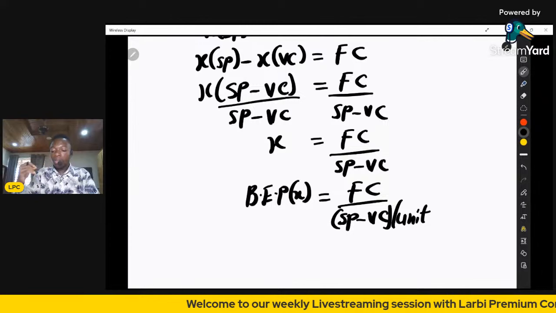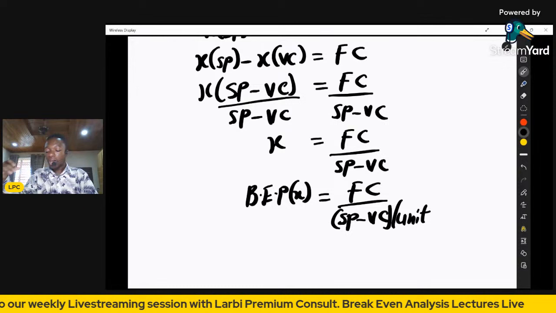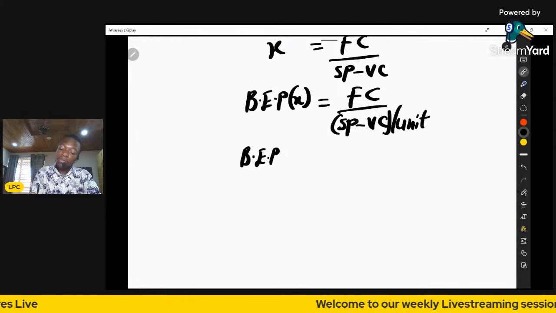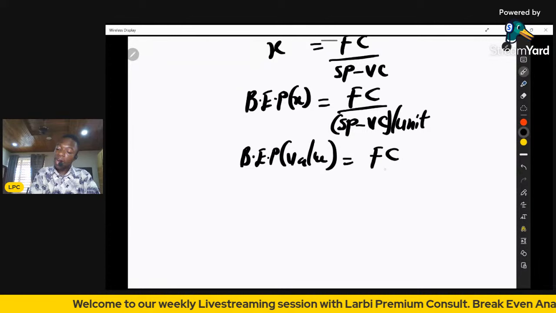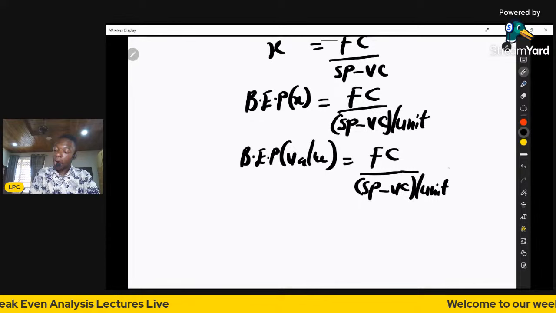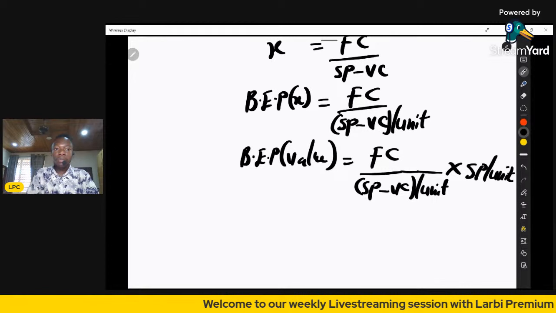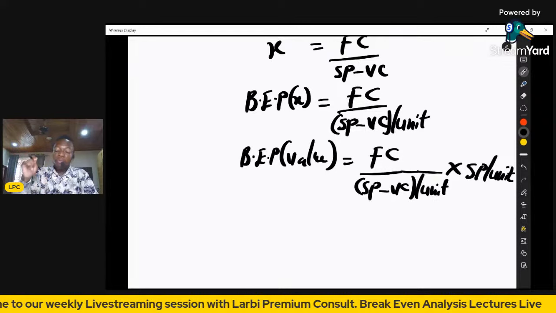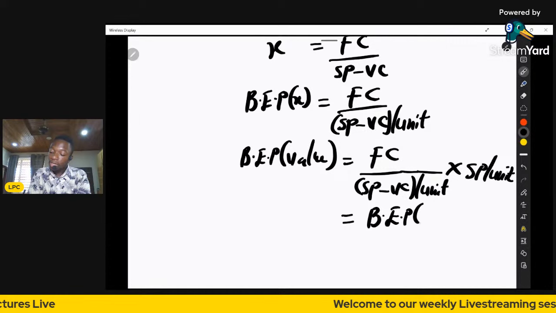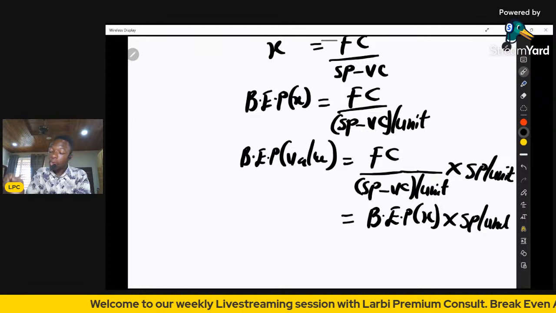Once we know how to compute the break-even point in terms of units, being the fixed cost over selling price minus variable cost, then we can also calculate in terms of value. So for you to know the break-even point in terms of value, all you need to do is to say that it should be your fixed cost divided by the selling price minus the variable cost, in per unit, okay? And then multiply all by the selling price per unit. This is what you must do. So always, if you're able to compute your break-even point in units, you can even straight away say that your break-even point in value should be equal to your BEP in units, which is X, multiplied by the selling price per unit, without even quoting the formula and then substituting the figures again.